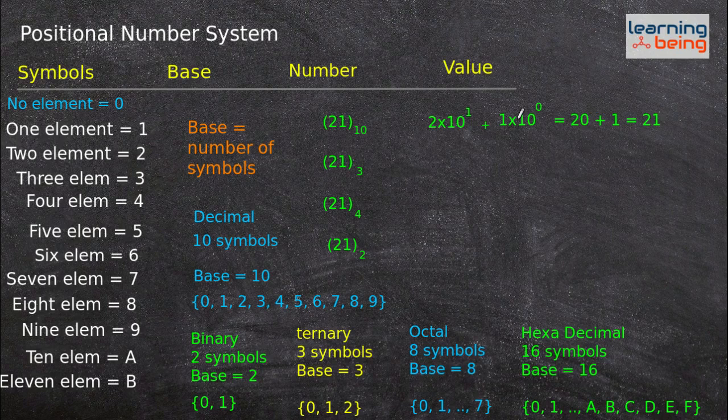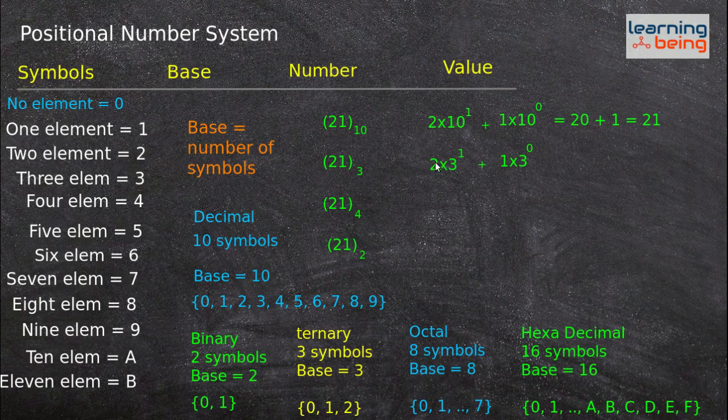So after doing this calculation, we get this equal to 20, and 10 power 0 is equal to 1, 1 into 1 is equal to 1. So 20 plus 1 is equal to 21. So actually in case of decimal number system, the number and the value are the same. Now let us see what is the value of this number in case of ternary number system.